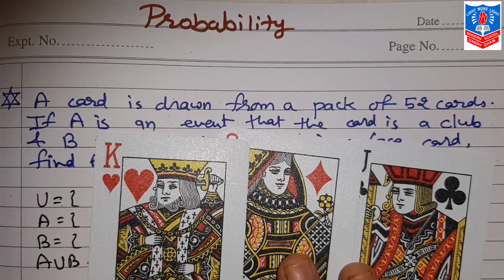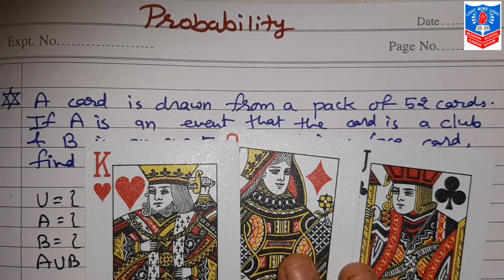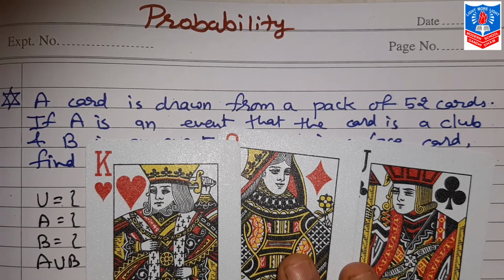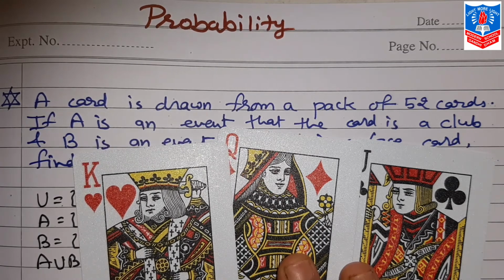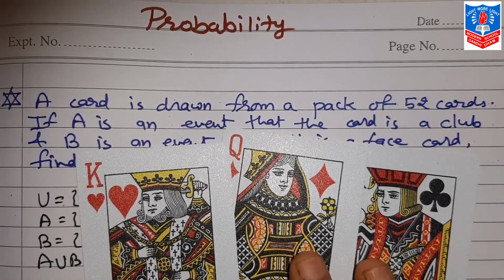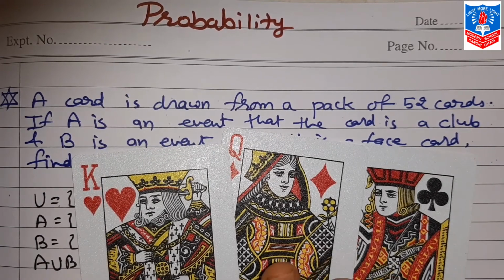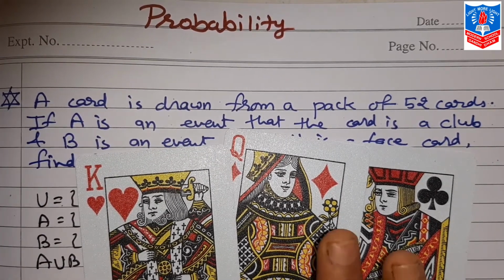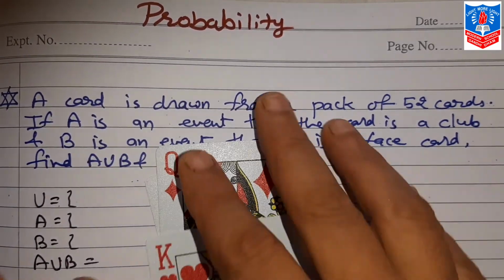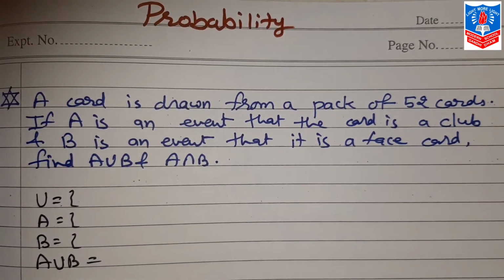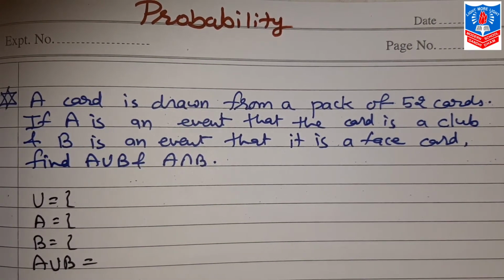will be used in the sums. So we should know the meaning of these words. That is why I have shown you practically these cards. So here these are 12 face cards and rest 40 non-face cards. Now let us start with the sum.